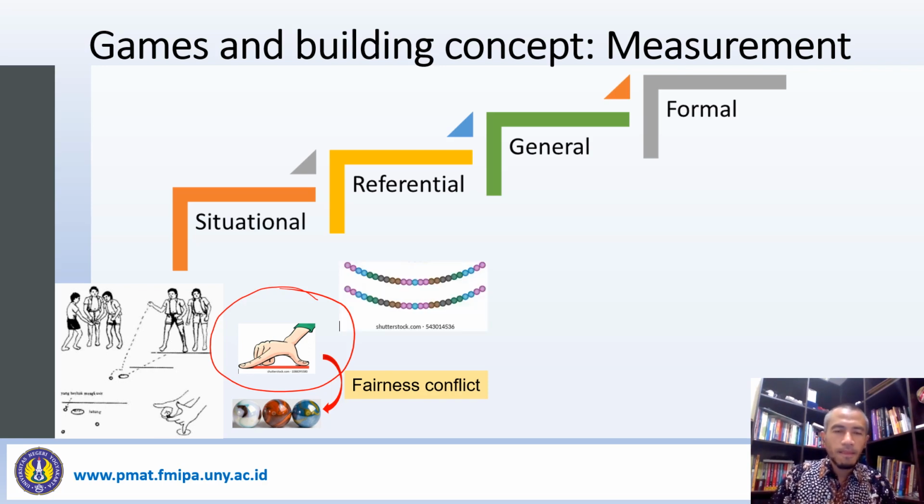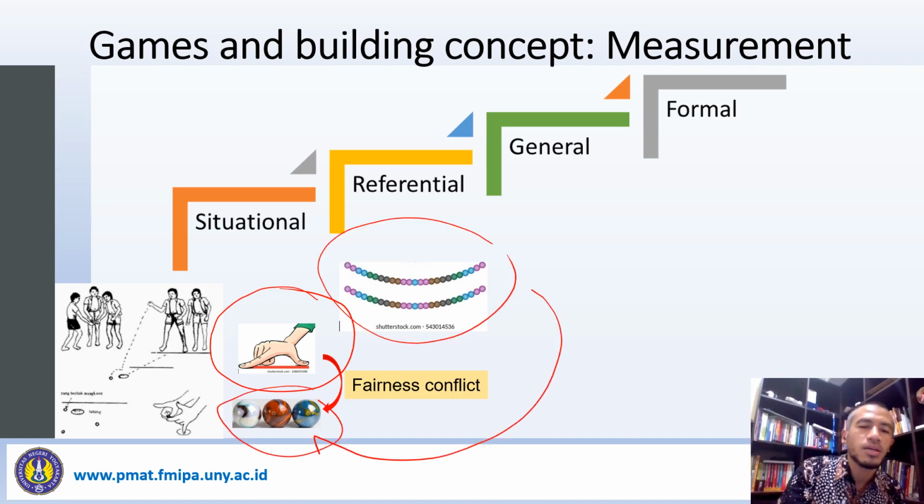And then when we move to the referential level, we still think about the games, but we no longer play the games. In this activity, we introduce the string of beads as a kind of substitution to the marbles.